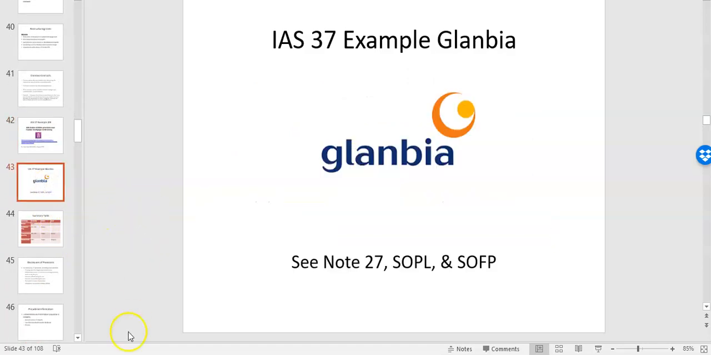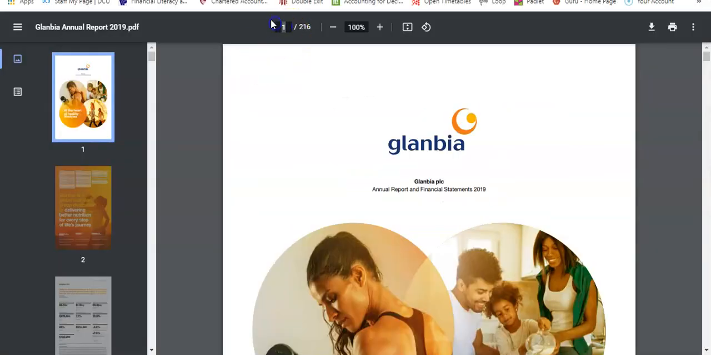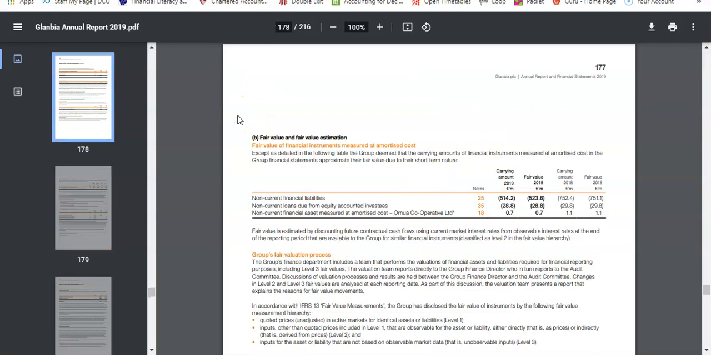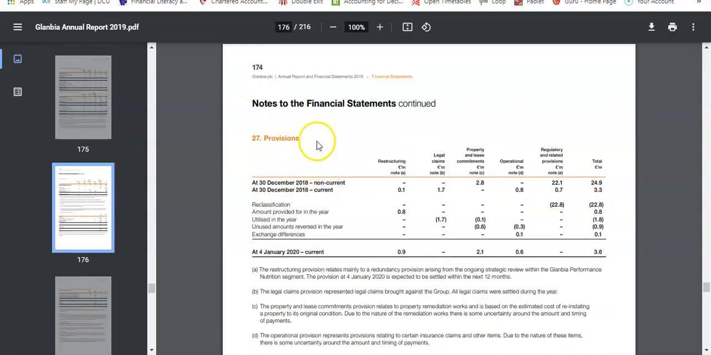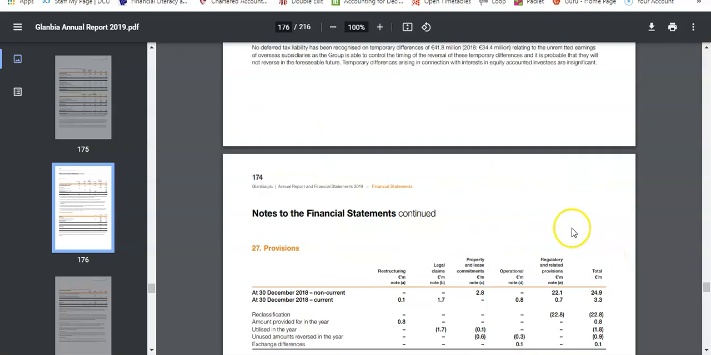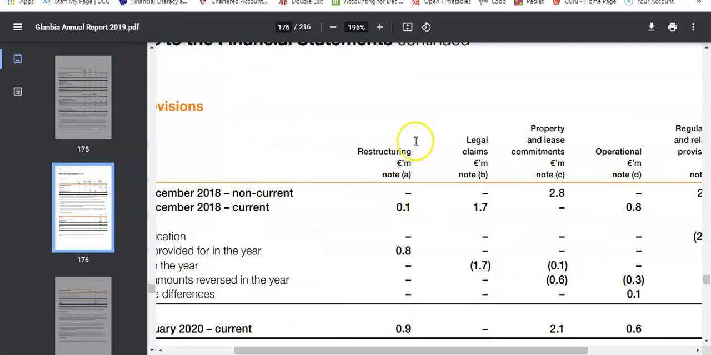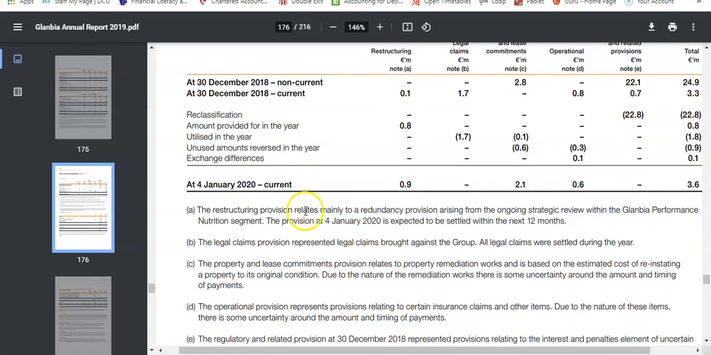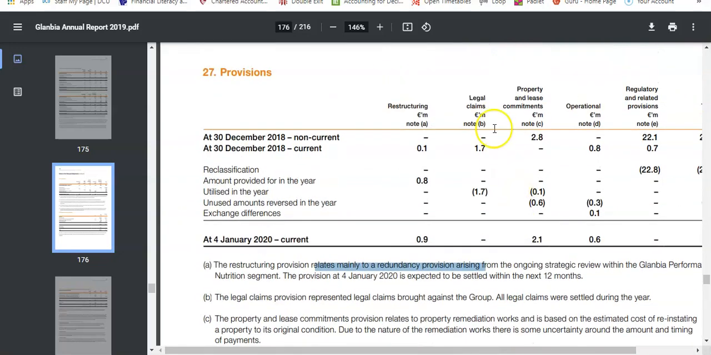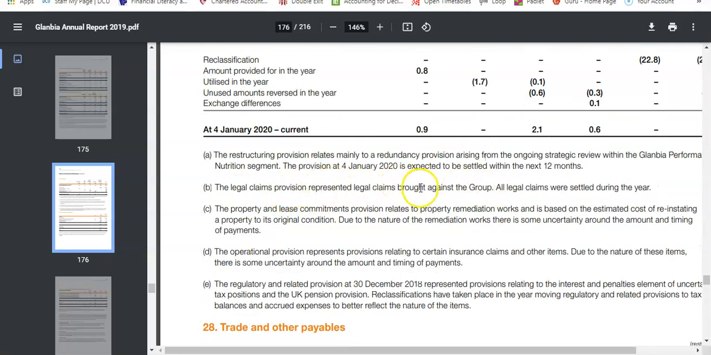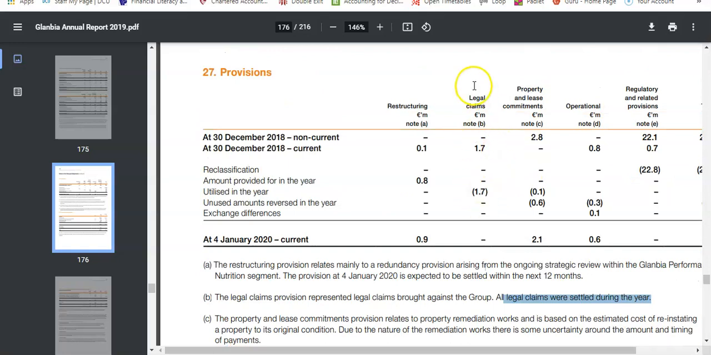Glanbia also provides a good example in Note 27. So if we come down to Note 27 here, provisions. They have 3.6 million of provisions in total, but see the way they break it down. You have provisions with respect to restructuring, and they tell you an example of what happened: an ongoing review of their nutritional segment. Then you have legal claims, which were all utilized this year. So they had an opening balance and they used them this year, they paid off. Legal claims represent legal claims brought against the group, and they were all settled this year. So they would have removed them all.